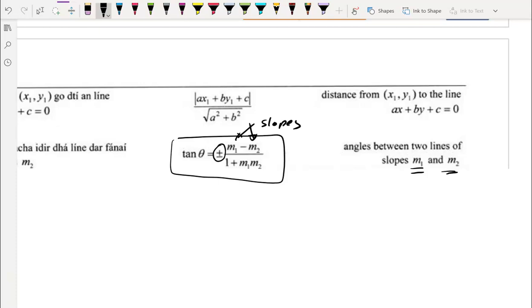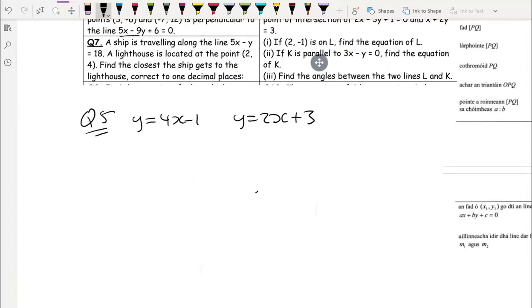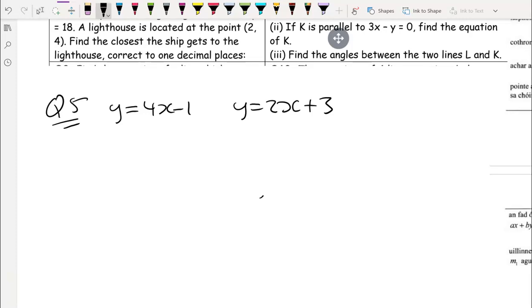The plus and the minus is only necessary if I need two answers, and theta will refer to the angle between the two of them. We need to find the slopes of both our lines and fill them into that formula. To find slopes of lines, you rearrange them in the form y equals mx plus c. If it's in the form y equals mx plus c, which they've already done for us here, we can note that the slope will be the coefficient of x. So the slope is 4 and the slope is 2 in this case.